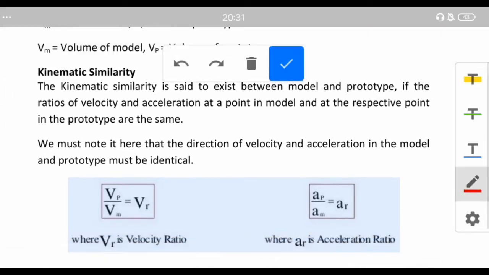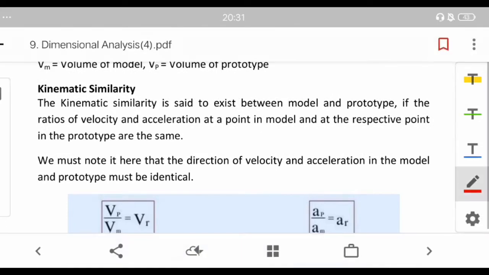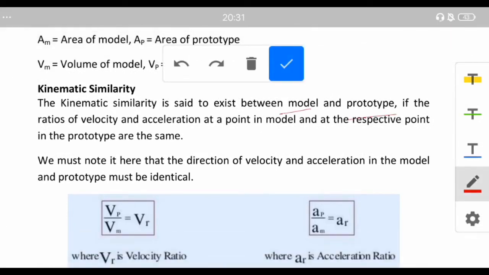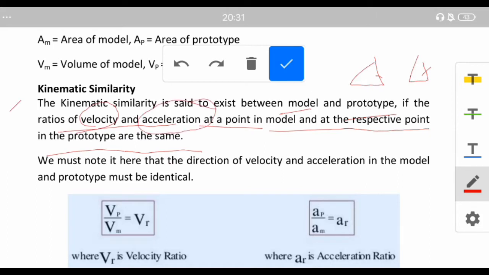Next we have the kinematic similarity, and it is said to exist between model and prototype if the ratios of velocities and acceleration at a point in the model and at the respective point in the prototype are the same. So we have to consider a particular point in the prototype and the corresponding point in the model, the velocities and accelerations, which actually define the kinematics of a particular object. These two things should be similar at those two points.